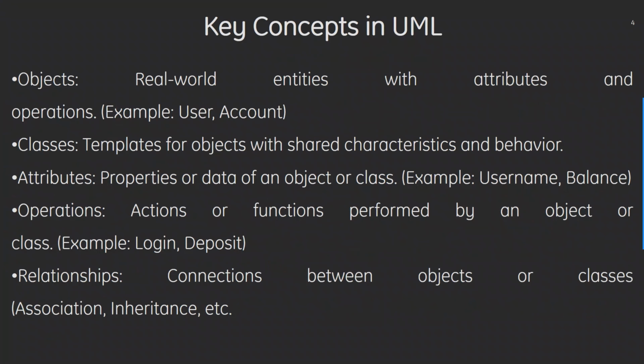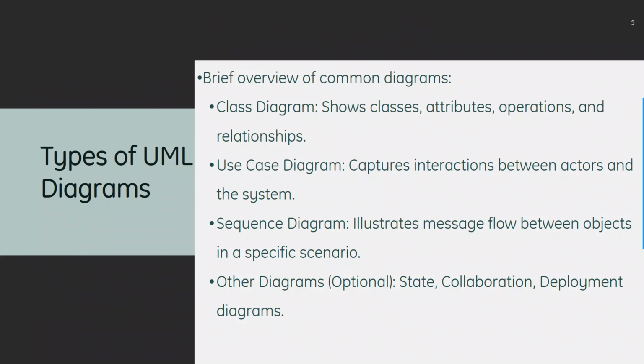Next, what are some of the key concepts of UML? We have firstly objects, the real world entities with attributes and operations, example user, account, etc. Then we have classes. This is a template for objects with shared characteristics and behavior. Then we have attributes, properties or data of an object or class, example username, balance, etc. Then we have operations. This is an action or function performed by an object or class, for example login or deposit or withdrawal, etc. Then we have the relationships. This is the connection between objects or classes, which is association, inheritance, etc.